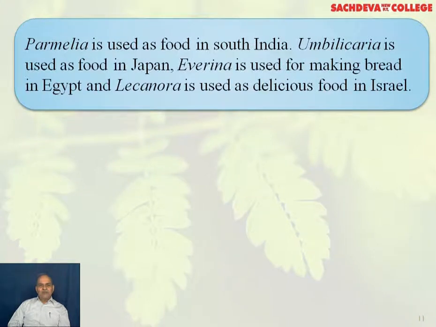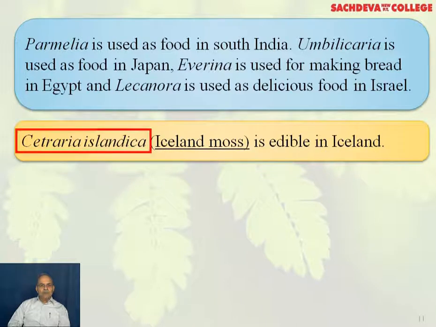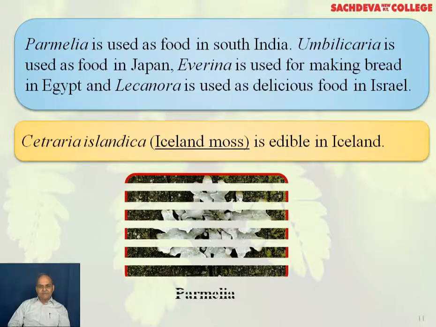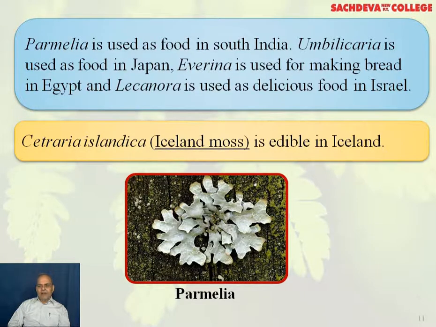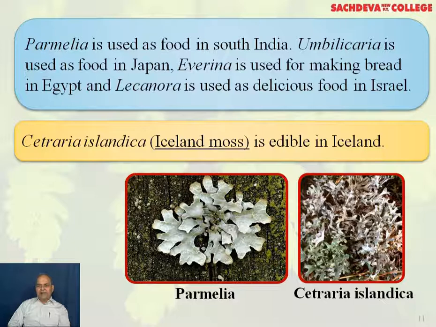Parmelia is used as food in South India. Umbilicaria is used as food in Japan. Evernia is used for making bread in Egypt, and Lecanora is used as a delicacy in Israel. Cetraria islandica is commonly called Iceland moss, and it is eaten in Iceland. This is Parmelia, and this is Cetraria islandica.